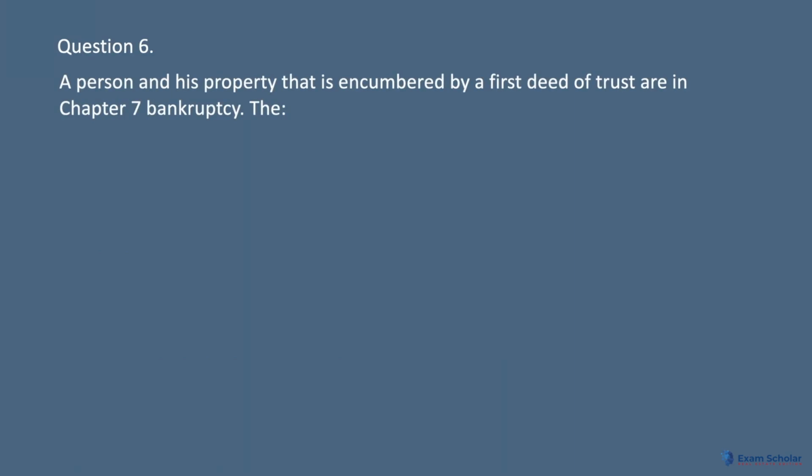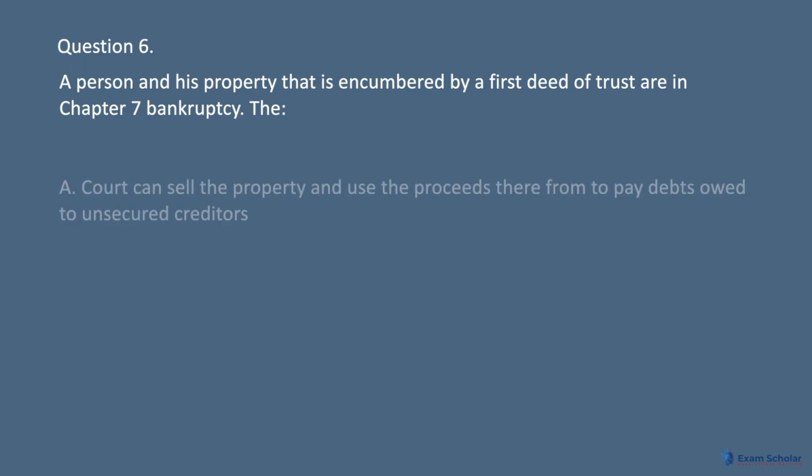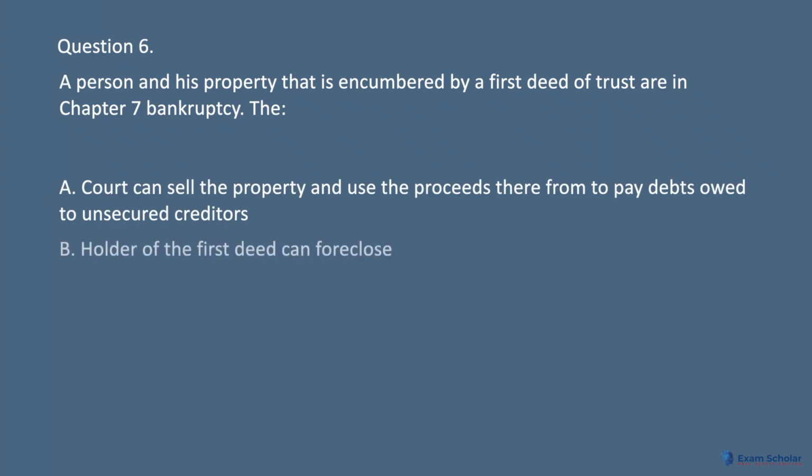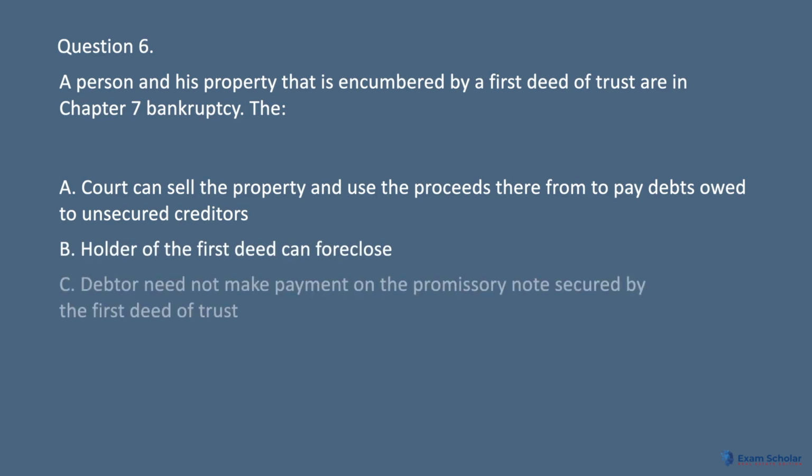Question 6. A person and his property that is encumbered by a first deed of trust are in Chapter 7 bankruptcy. The A. Court can sell the property and use the proceeds therefrom to pay debts owed to unsecured creditors. B. Holder of the first deed can foreclose. C. Debtor need not make payment on the promissory note secured by the first deed of trust. D. Debtor can sell the property. Answer.